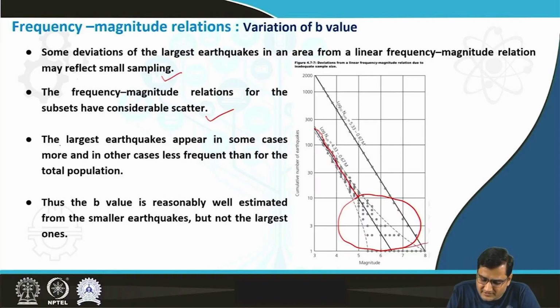So this is what is written: the largest earthquakes appear in some cases more and in other cases less frequent. You can see here the largest earthquakes are more frequent and here the largest earthquakes are less frequent. So these are the deviations it introduces to the B value estimation. Thus, the B value is reasonably well estimated from the smaller earthquakes but not the largest ones.